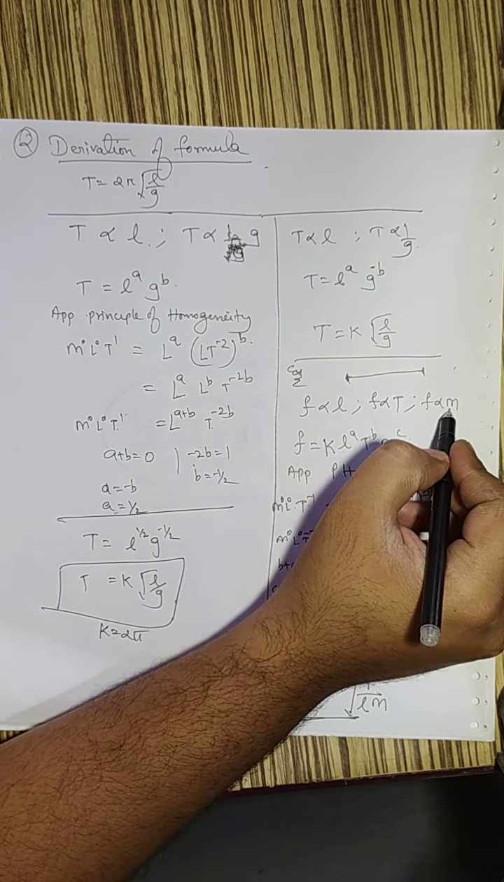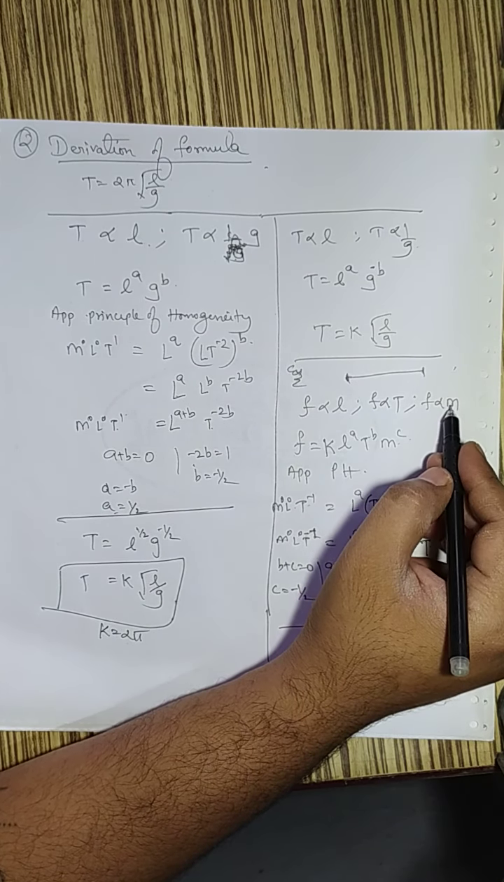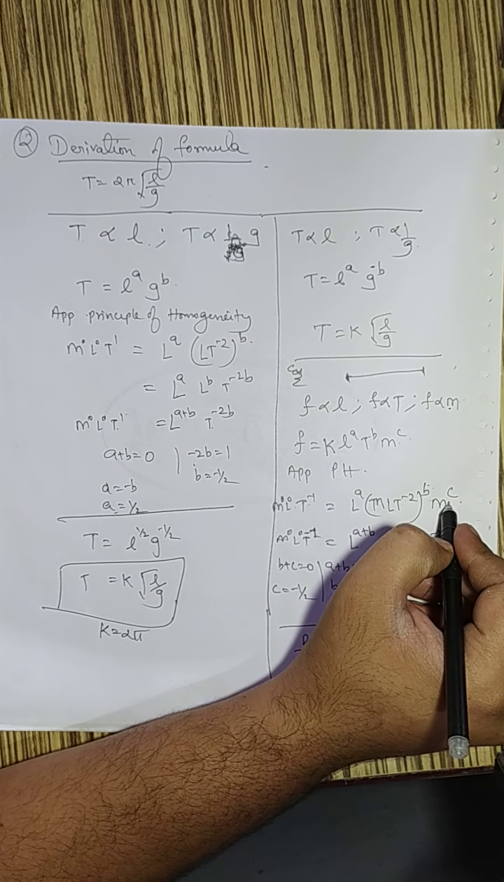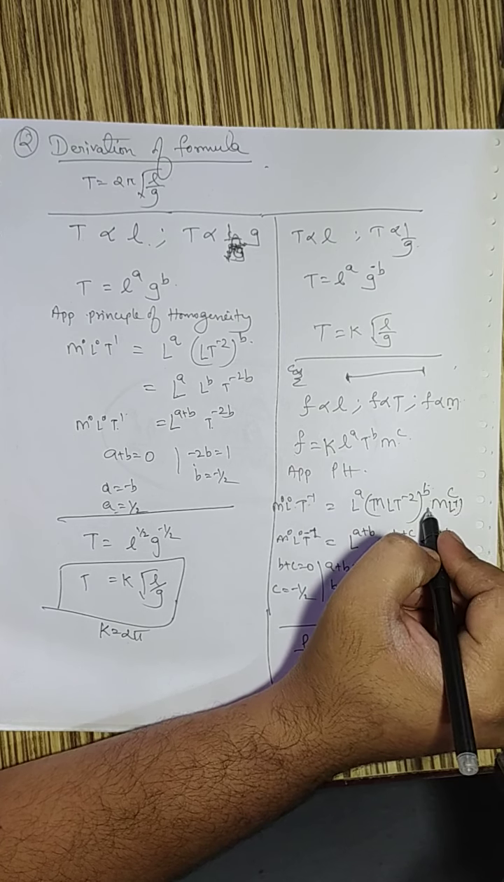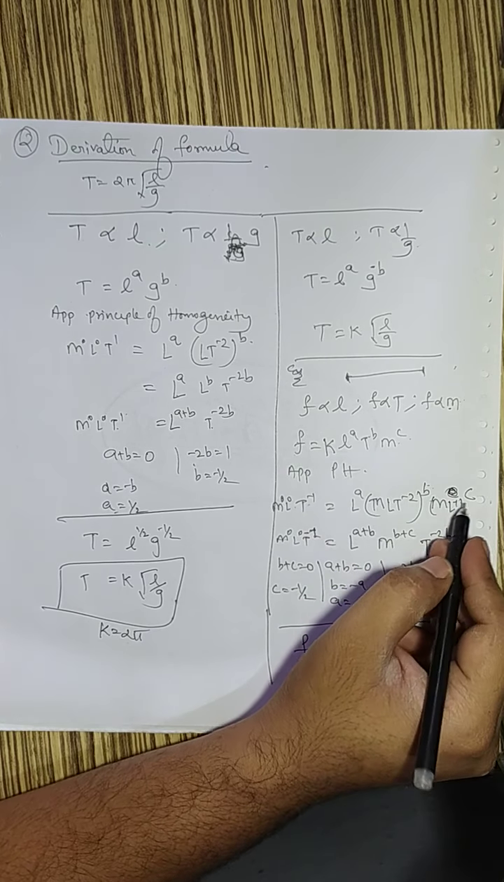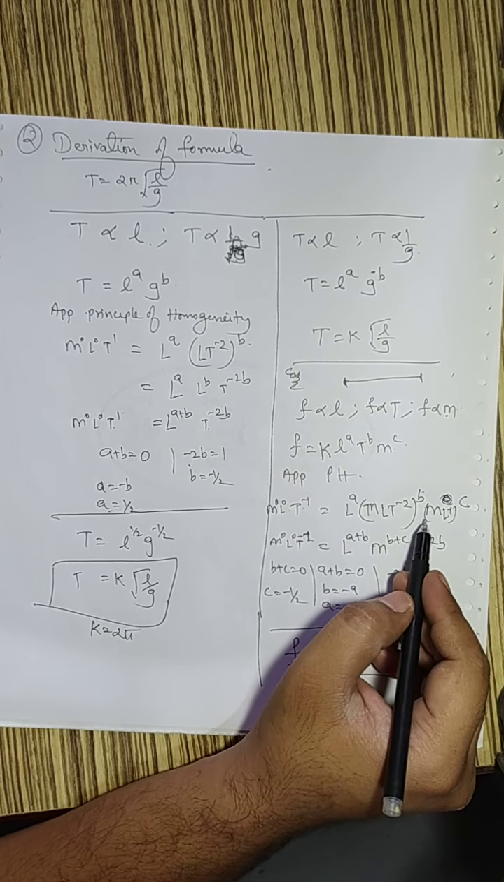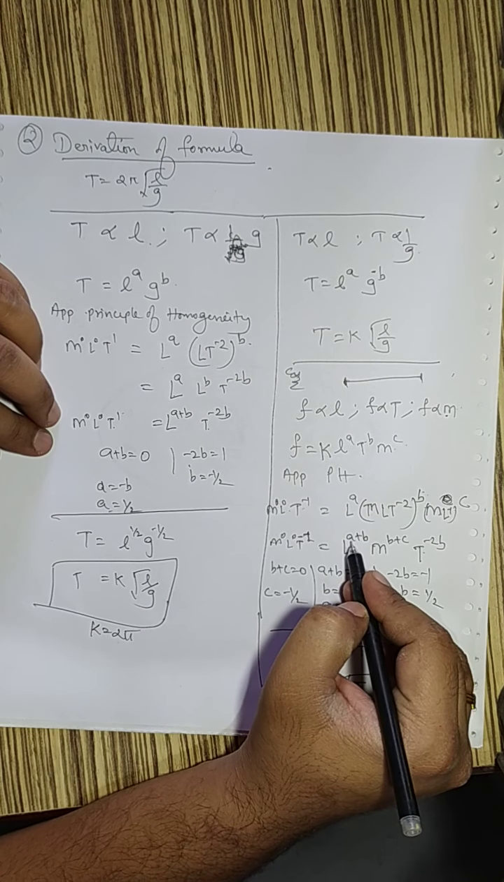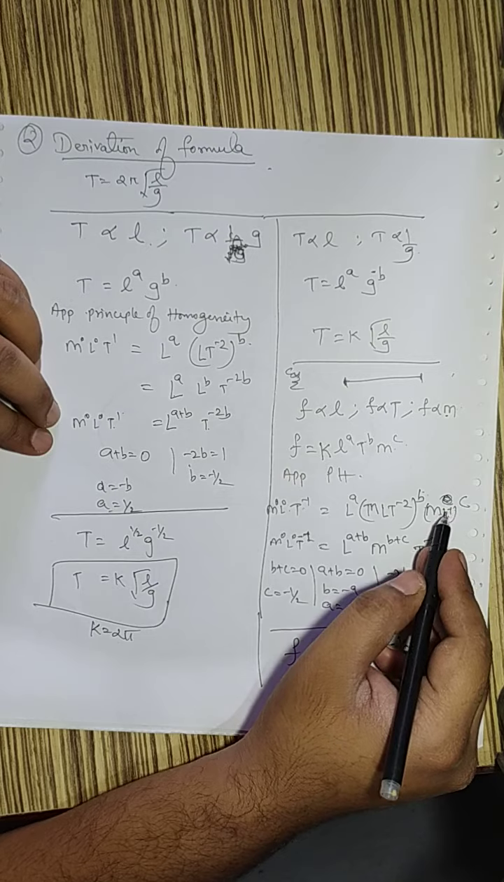This is the density of the string, mass per unit length. So mass per unit length will be ML^(-1), whole to the power C. So this one again, if we change L to the power A, then L to the power B, we have to do this again.